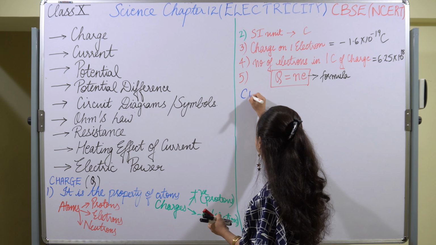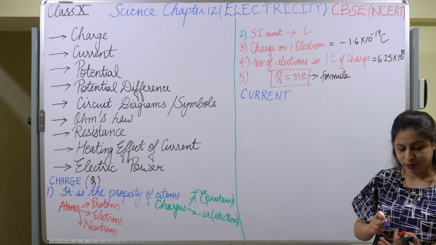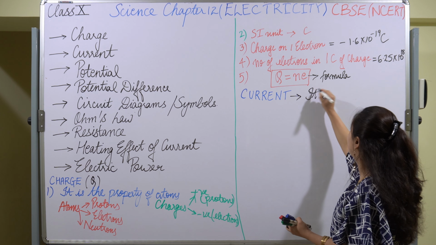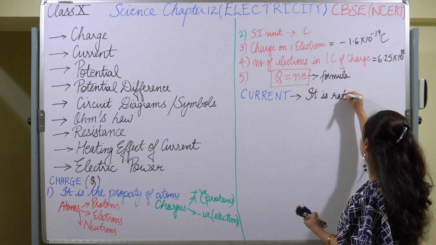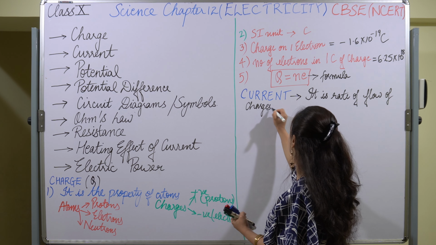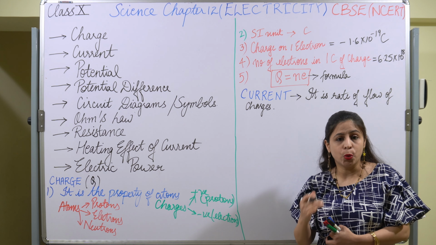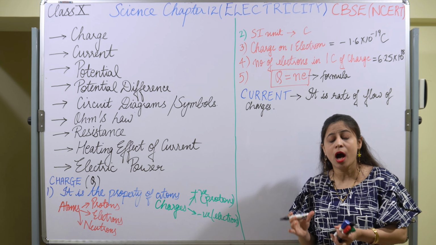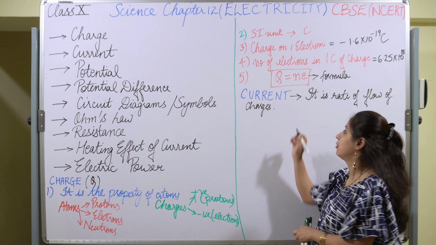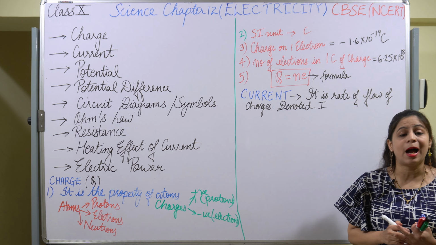What can you understand by current? Current is the rate of flow of charges. Whenever rate comes, it denotes time, that is, in how much time the charges are flowing. That is said to be current, and current is denoted by capital I.